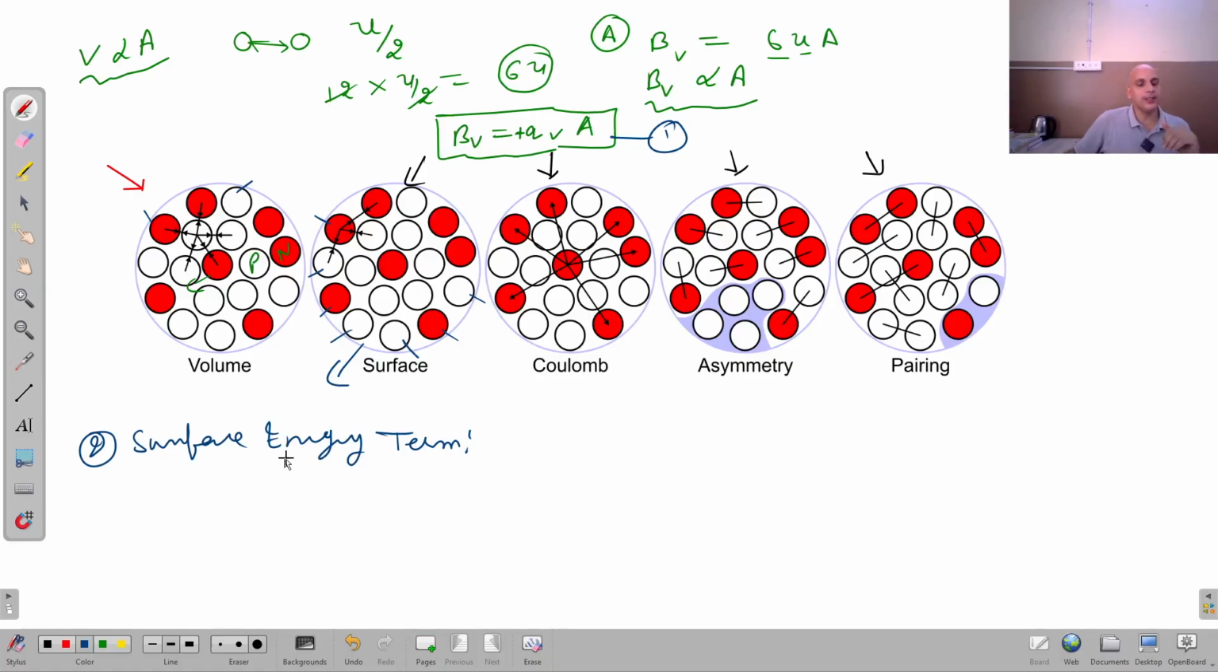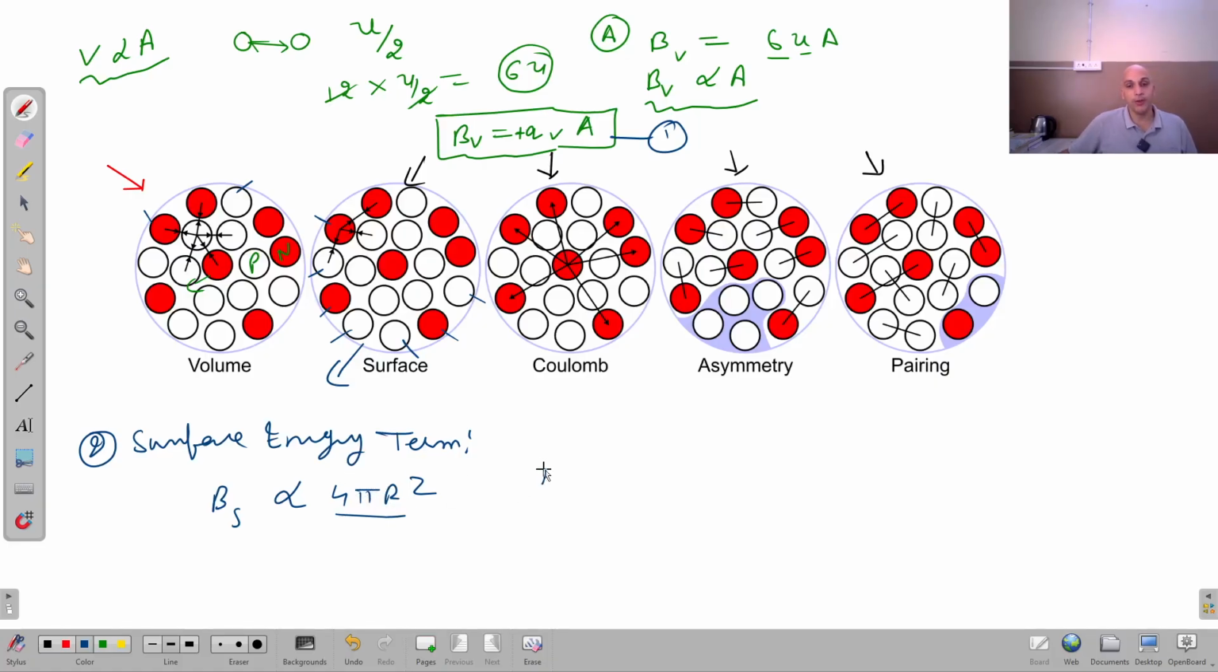So this surface energy term, we know very well, concerns the nucleons on the surface of the sphere, that is the atomic nucleus, and it depends upon the surface area. We know very well that the surface area of a sphere is equal to 4 pi r square, right? So it means this surface energy is directly proportional to this surface area, because the number of surface nucleons will depend upon this factor.